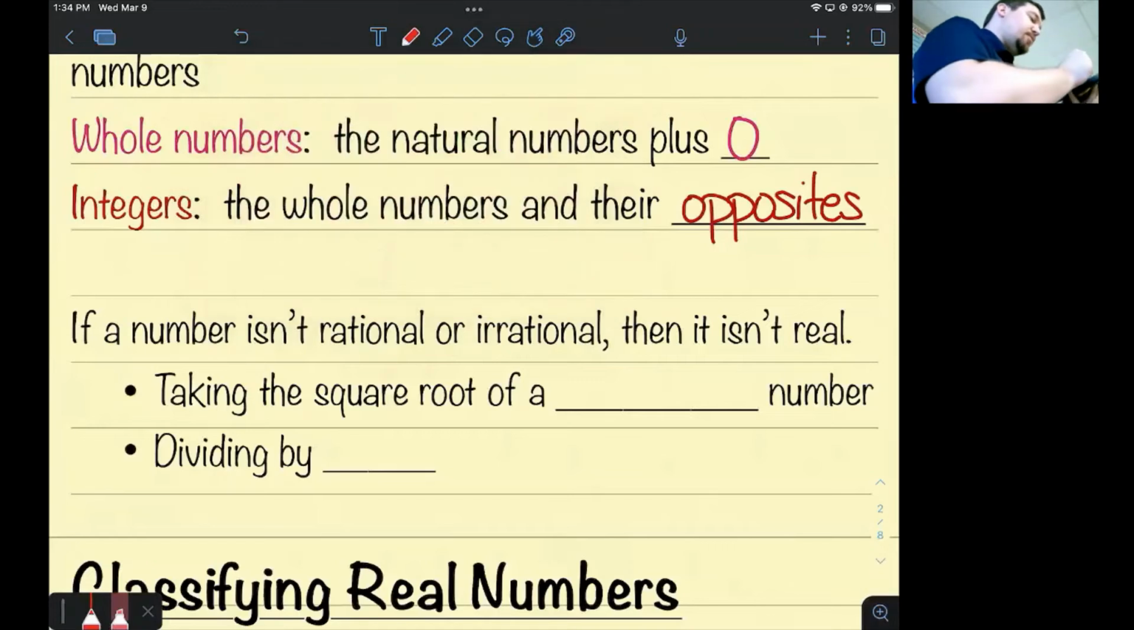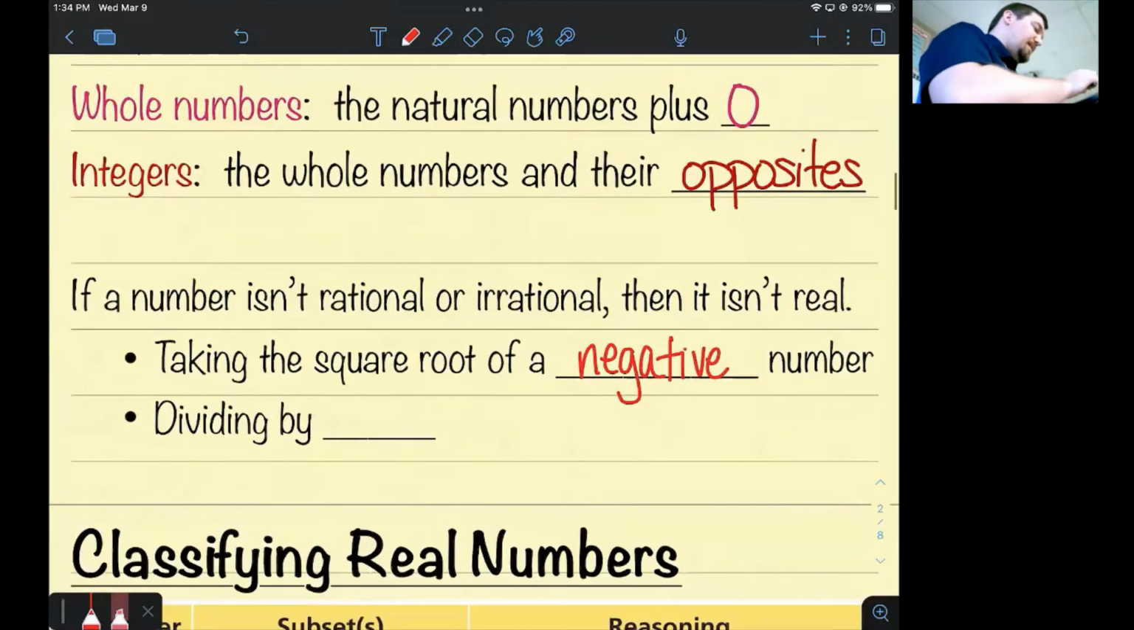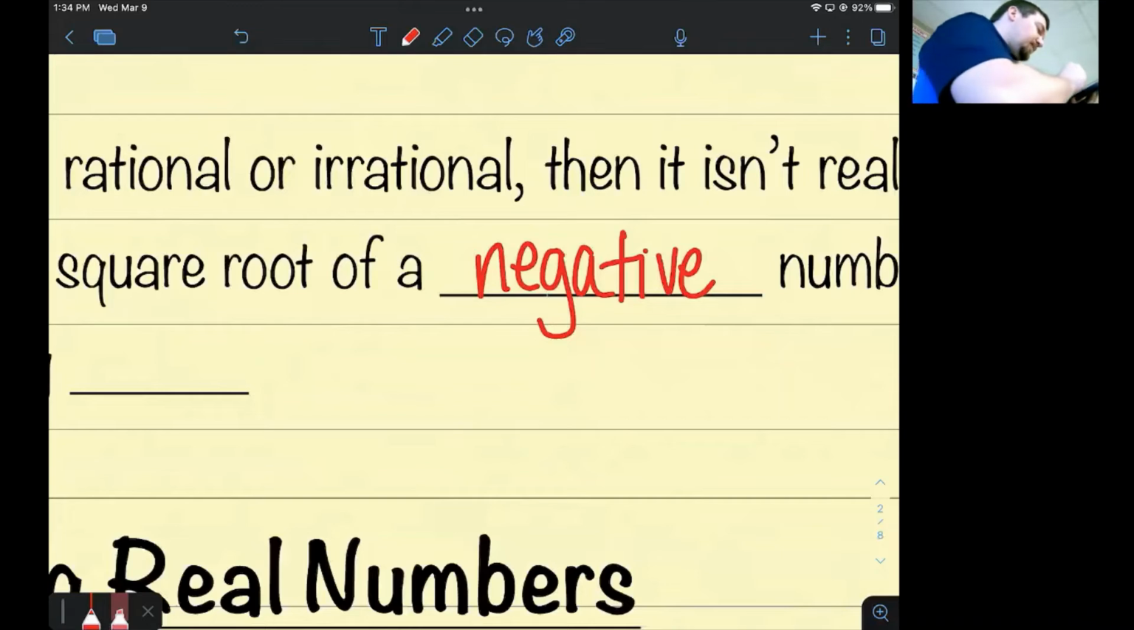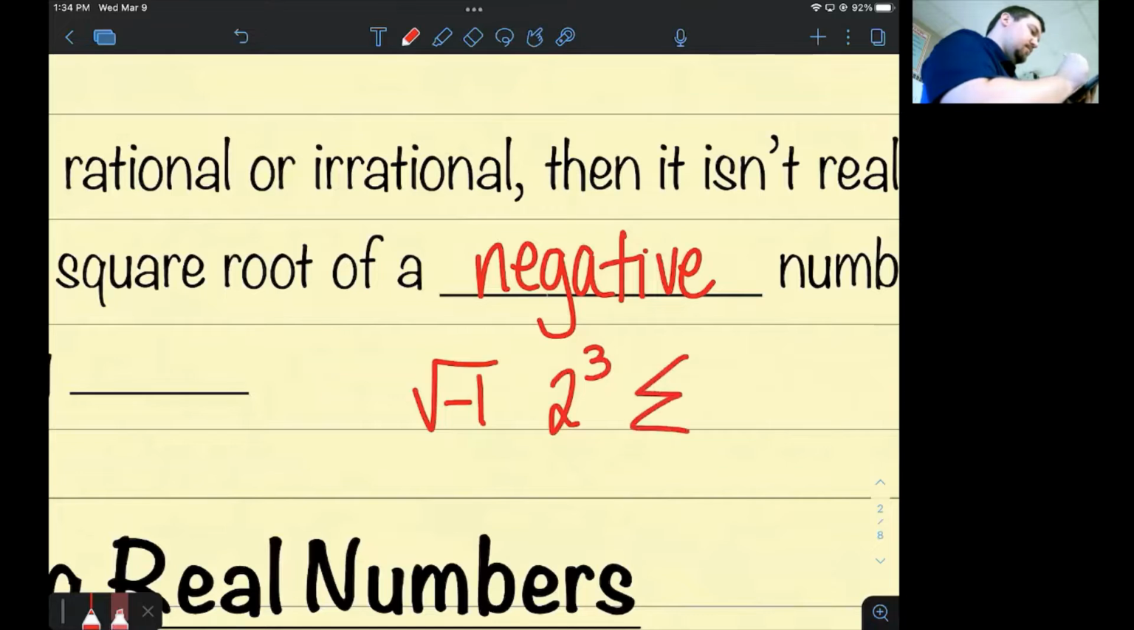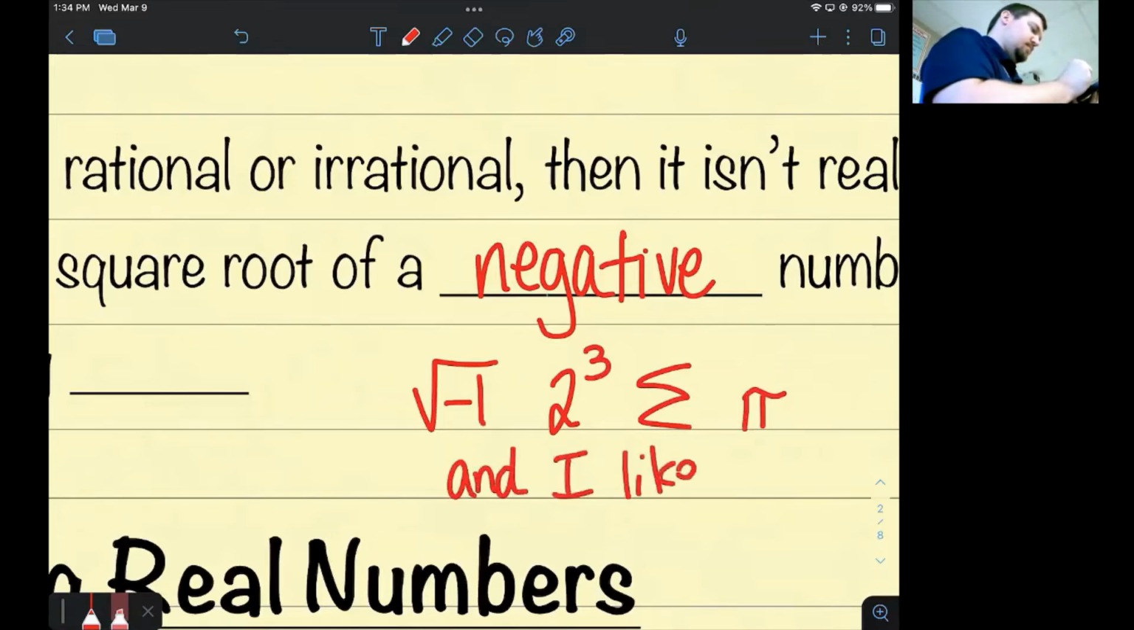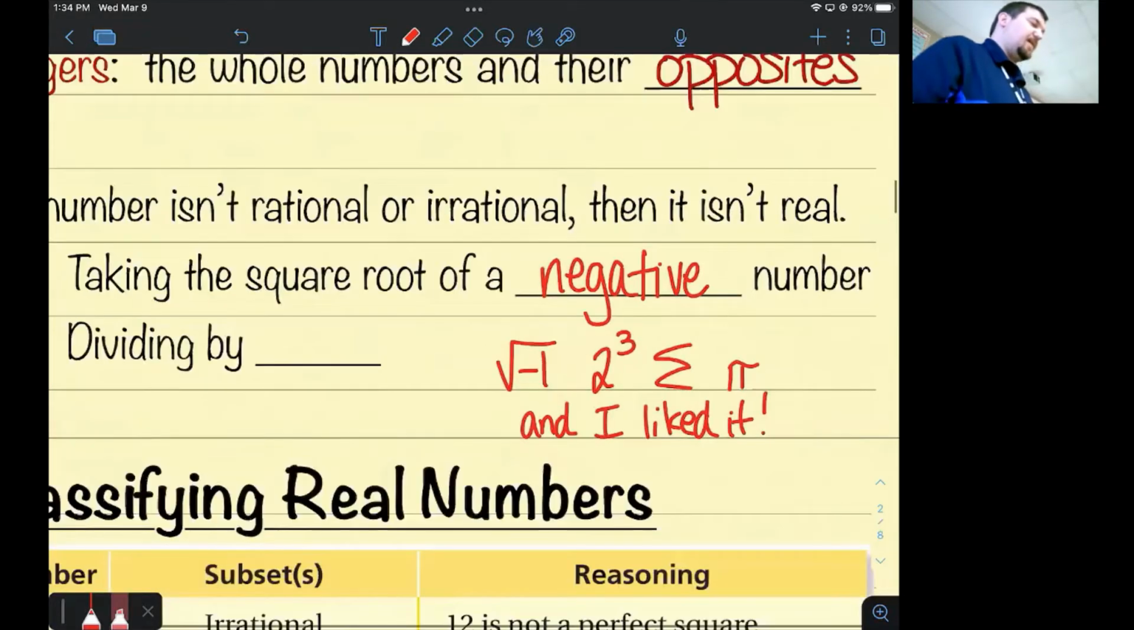If a number isn't rational or irrational, then it's not real. Okay, and so we talked about 2 types of non-real numbers. If you take the square root of a negative number, it's not real. It's imaginary.